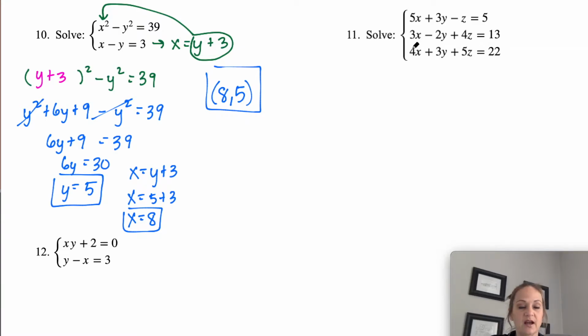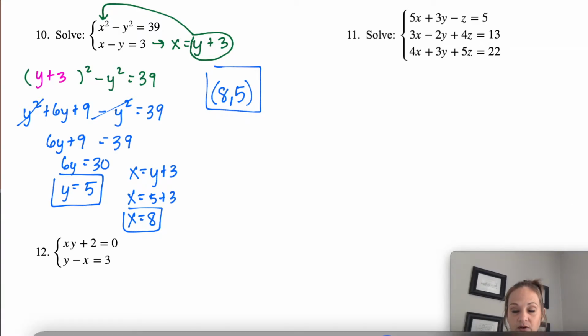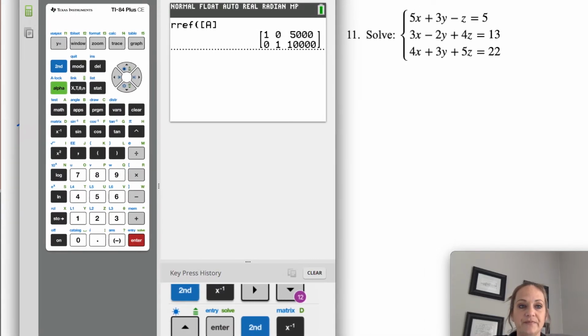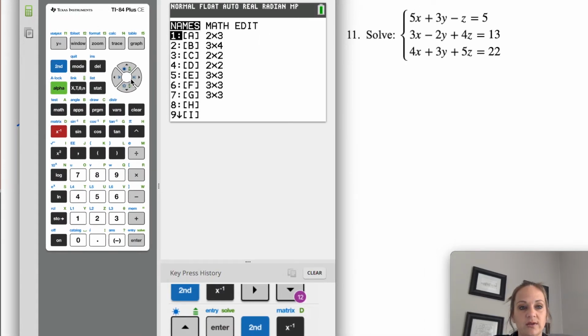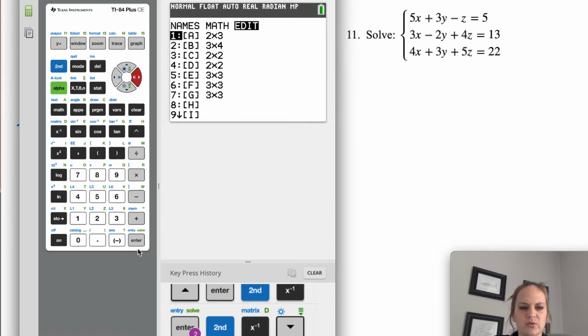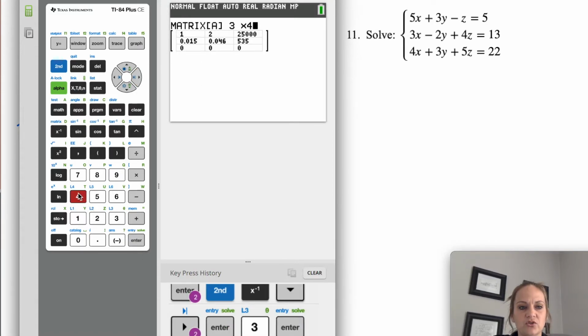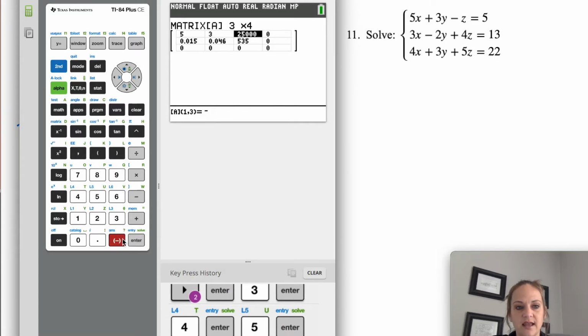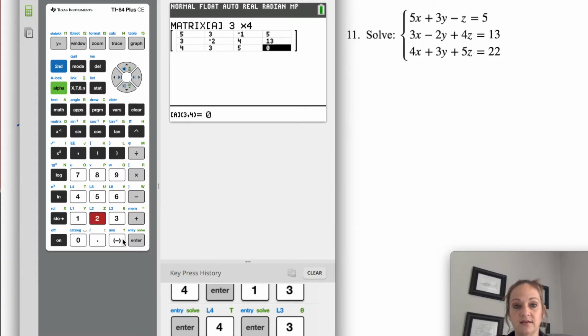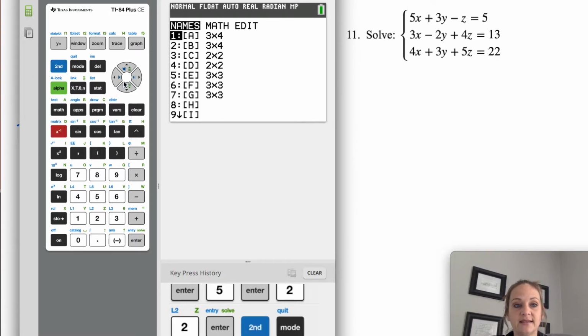Now for number 11, again, we're actually going to use the matrix. So bring the calculator back up. We are going to go into matrix, and I'm going to edit the first one. It doesn't matter which one, but it is 3 by 4. So you get 5, 3, negative 1, 5, 3, negative 2, 4, 13, 3, 5, and 22. So the first thing you do is quit, then go back into matrix.